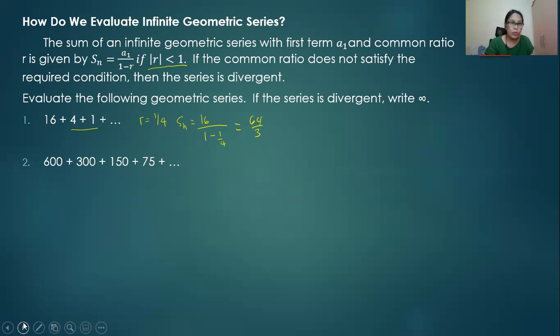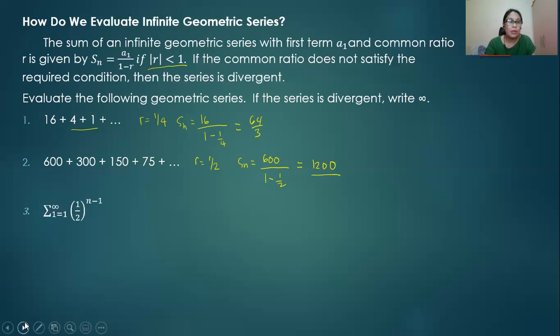Okay, for number 2, the pattern is decreasing, and it looks like each term is obtained by dividing the previous term by 2, or simply multiplying the previous term by 1/2. So with that, the absolute value of r is less than 1. In fact, r equals 1/2. So we can solve for S sub n here. The first term is 600 all over 1 minus the common ratio 1/2. So we have 1,200 as the sum of this infinite geometric series for number 2.